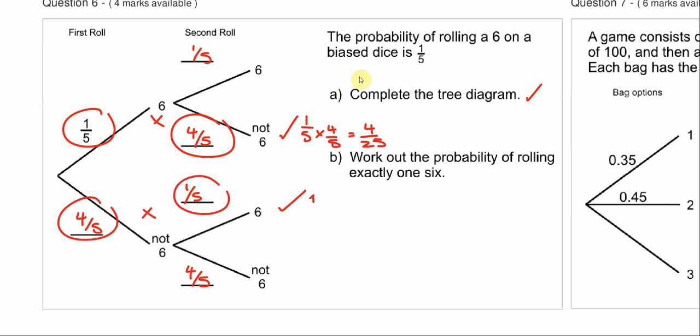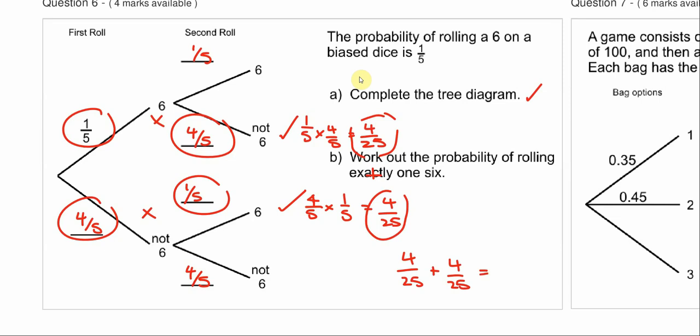And this would be 4/5 times by 1/5, which is again 4/25. We then need to add these. So 4/25 plus 4/25 equals 8/25. And that is our answer. And I'll put a little line there. That's the probability of getting exactly 1, 6.